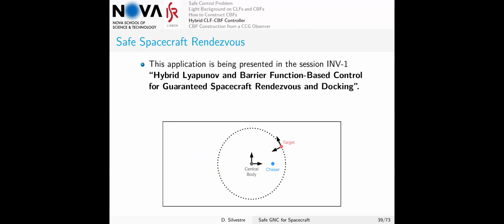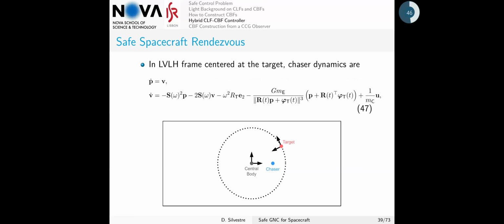As I was saying, we are going to be using this for space rendezvous in the invited session on Wednesday morning, so you can definitely check that out. I will guide a little more about how we do this design for these actual problems. But right now, let's just use the example to see what happens. Here we are assuming we have Earth or whatever the central body is, a chaser, and a target. We are going to write the dynamics in the LVLH frame, which means we are centering everything on the target. The chaser dynamics is just this expression.